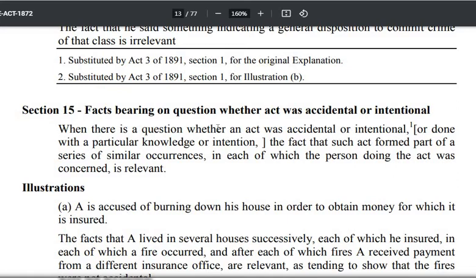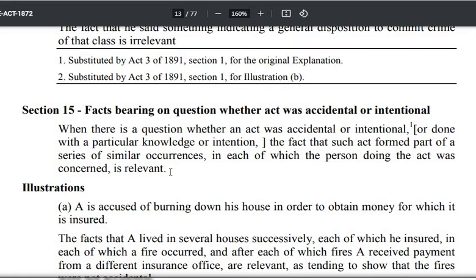When there is a question whether an act was accidental or intentional, or done with a particular knowledge or intention, the fact that such act formed part of a series of similar occurrences in each of which the person doing the act was concerned is relevant.